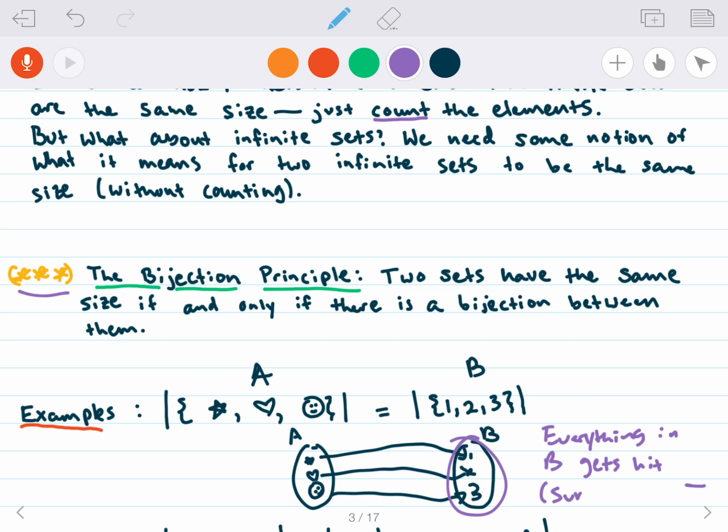This means surjection. And that there's only, it's 1-to-1, right? So injection means 1-to-1. So there's only one thing that maps to everything in B. And that's the injective part, 1-to-1. Okay, so we can clearly see that this is a bijection.